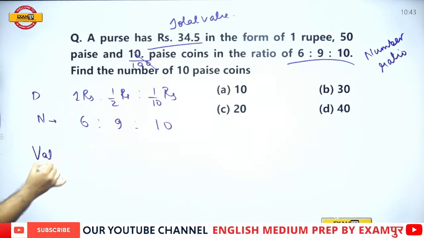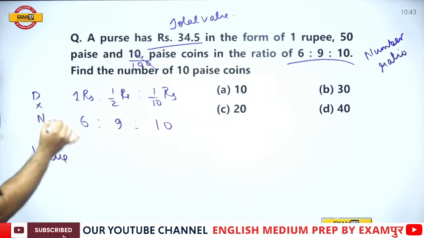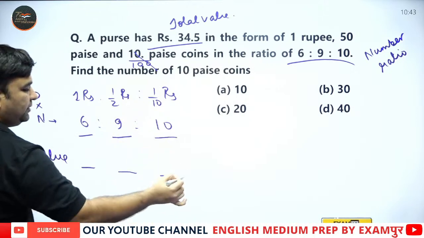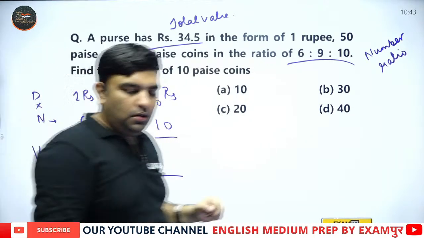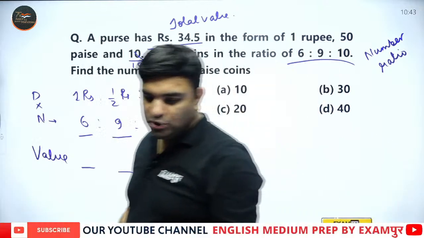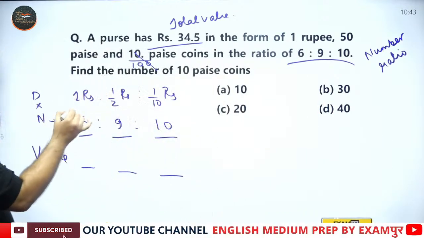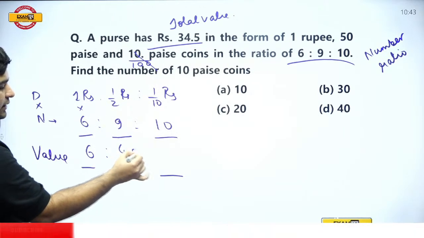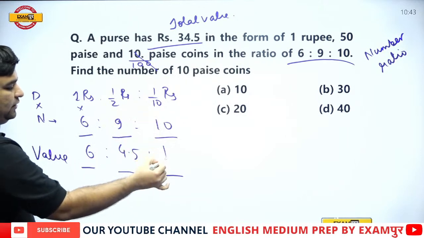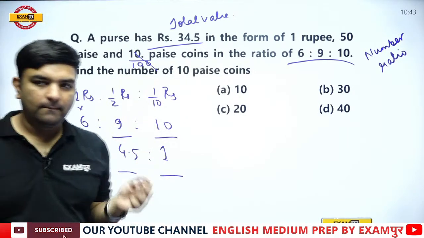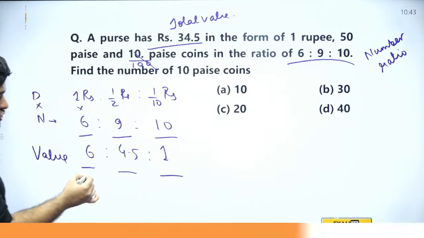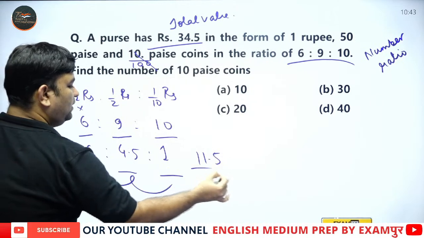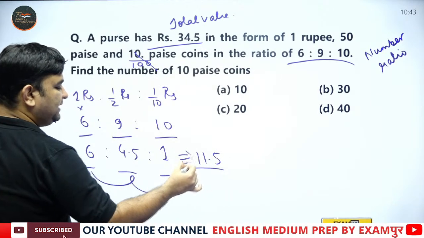Value can be found out by denomination into number. So 1 into 6, 6. 9 into half, 4.5. 10 into 1 by 10, 1. So according to the ratio, total value is 11.5.